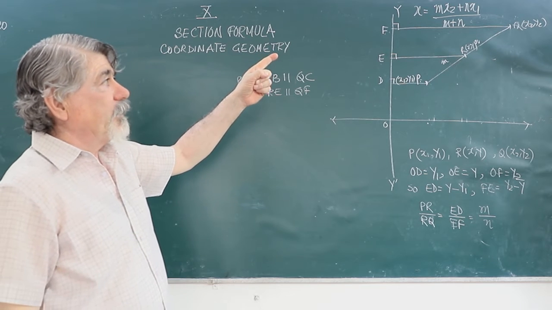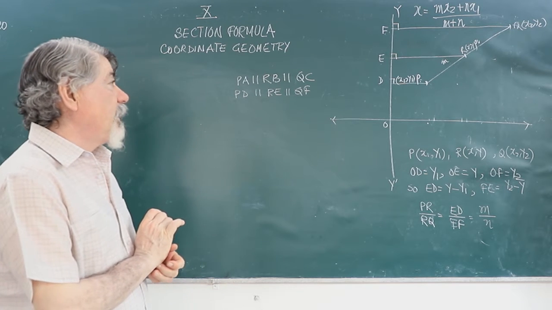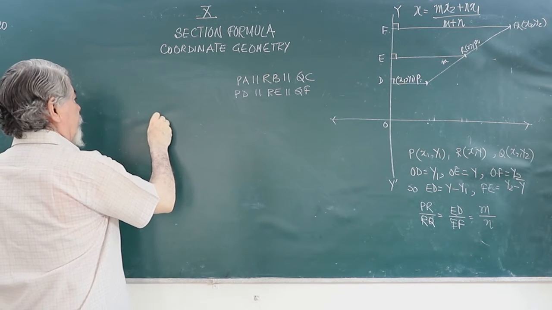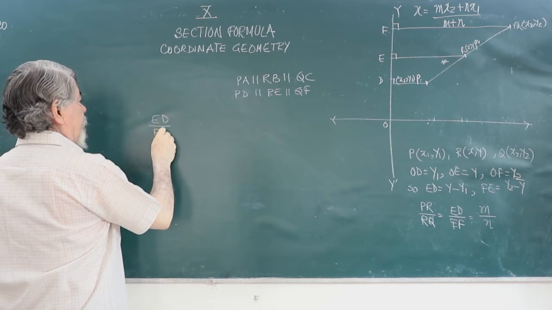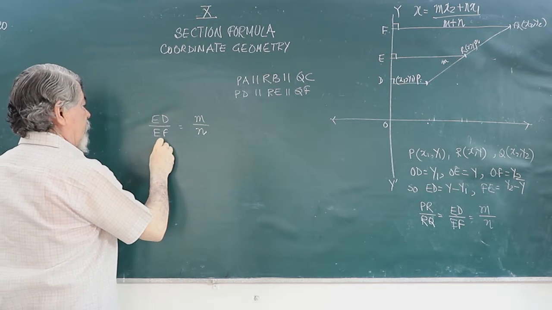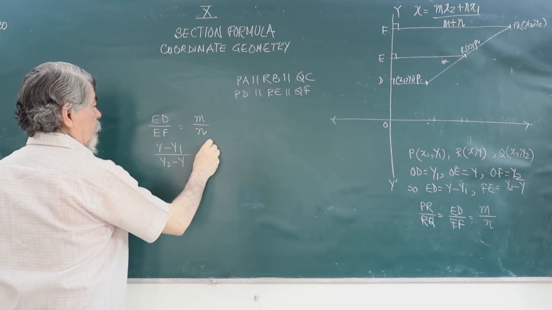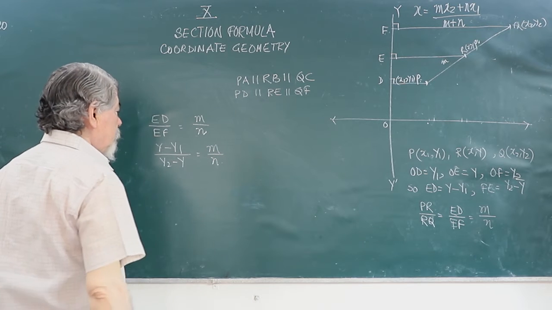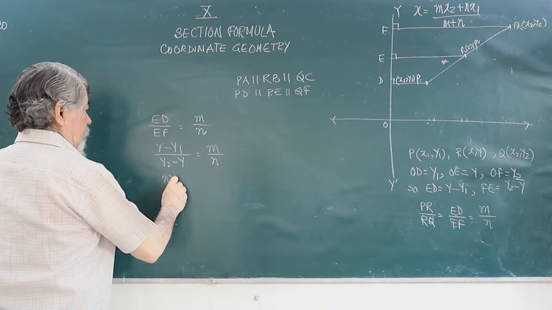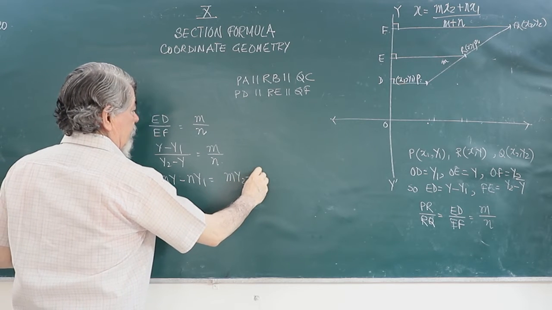We calculated the x-coordinate of the point R already. Let me calculate the y-coordinate of the point R. Like we said, ED upon EF will be m to n. ED is y minus y1 upon y2 minus y is equal to m upon n. Cross multiplying, n into y minus n into y1 will be equal to m into y2 minus m into y.